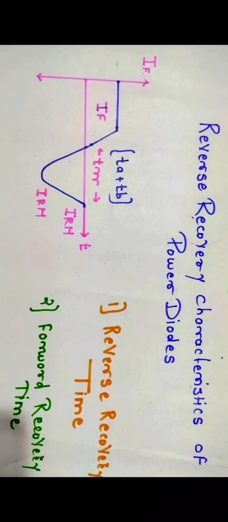The second one is reverse recovery time. After the forward diode current decays to zero, the diode continues to conduct in the reverse direction because of the presence of stored charges in the two layers. The duration of this reverse flow is called the reverse recovery time.